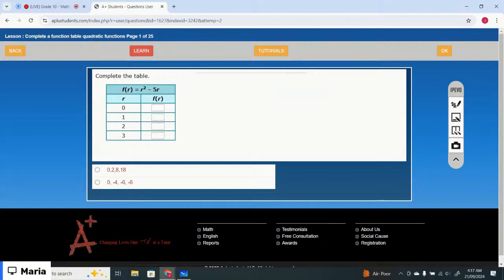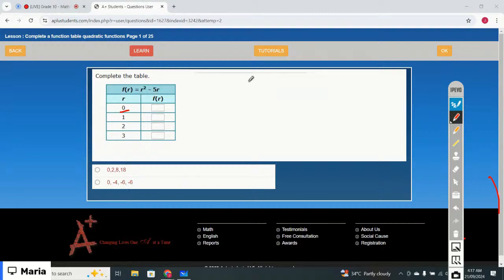Complete the table. You are given f of r equals r squared minus 5r. So you have r equals 0, 1, 2, 3. Let's just put in the values. For r equals 0, f of 0 is 0 squared minus 5 times 0, so that equals 0.